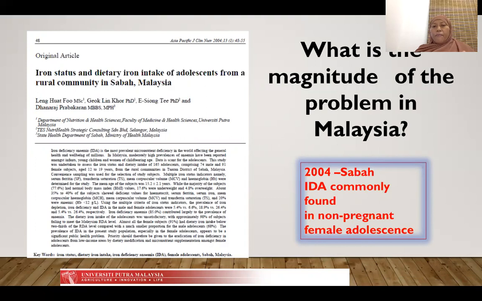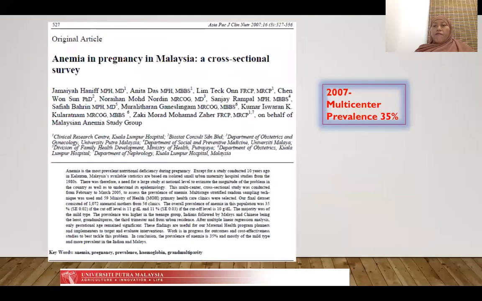So I was trying to look through some old articles that have been published by our own local authors and researchers. And it's quite interesting that in 2004, iron deficiency anemia is commonly found in non-pregnant female adolescents in Sabah. And this is a very good article for you to read. And further, I found a paper in 2007 whereby anemia in pregnancy in Malaysia was found to have a prevalence of 35%, which is quite high, meaning that 1/3 of our pregnant ladies are having anemia.